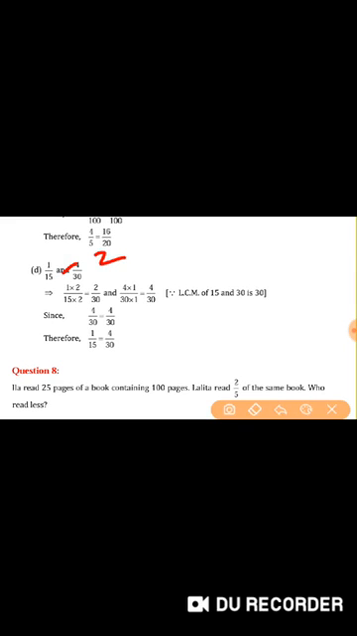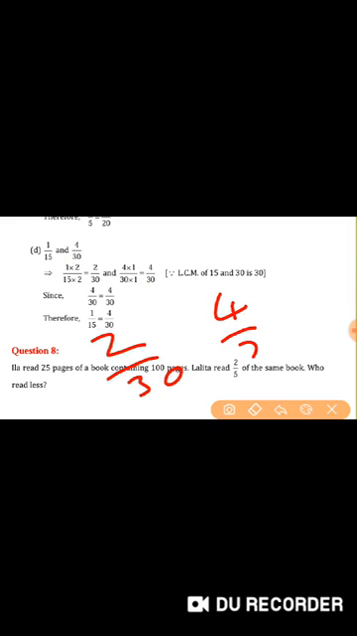2 2s are 4, 2 15s are 30. See here 2 by 15 comes. Are they the same? No, we can again check by the denominator. The LCM of 15 and 30 is 30. So make it 30. Already 4 by 30 is there. Only 1 by 15 we have to make as 30. So 1 2s are 2, 15 2s are 30. So now 2 by 30 and 4 by 30. Are they the same? No, it is less than. So it is a wrong question, wrong answer. Make it correct.